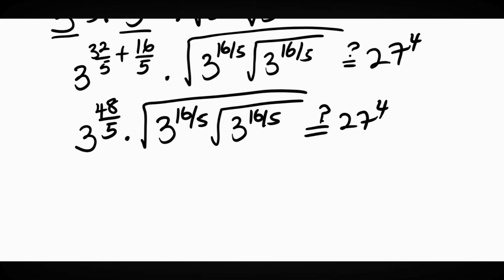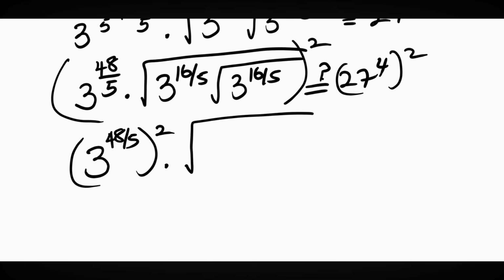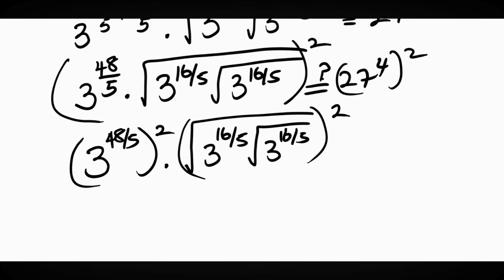So next is to square both sides again. So we square both sides again, and we have 3 raised to the power 48 over 5, squared, with the square root of 3 raised to the power 16 over 5, all squared.